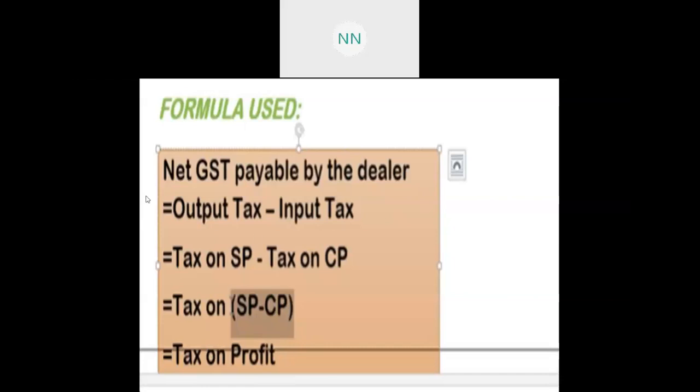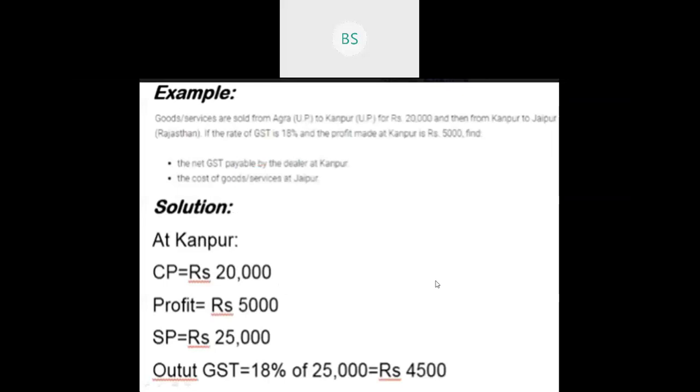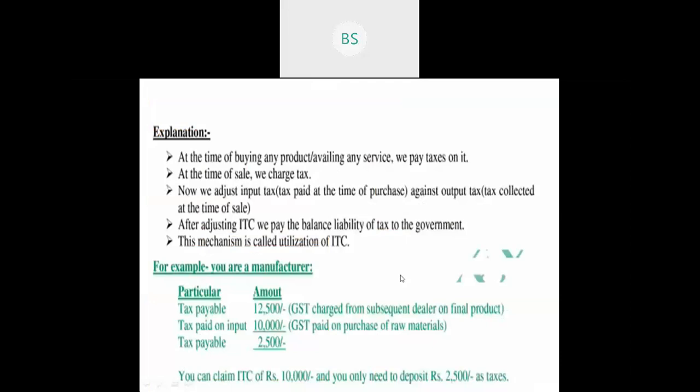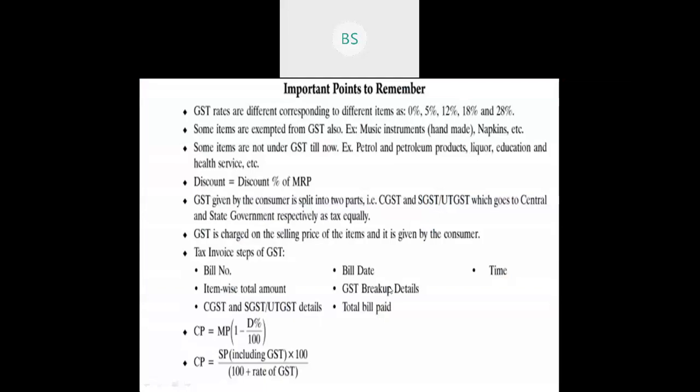So any doubt in input tax and output tax? See, you can see the formula here. Output tax is on selling price and input tax is on cost price. So SP minus CP, you know that it is profit. Correct? So this is also done. This is one example. You have already done it from one state to another state. Here we will not solve that. So can we end today's class?